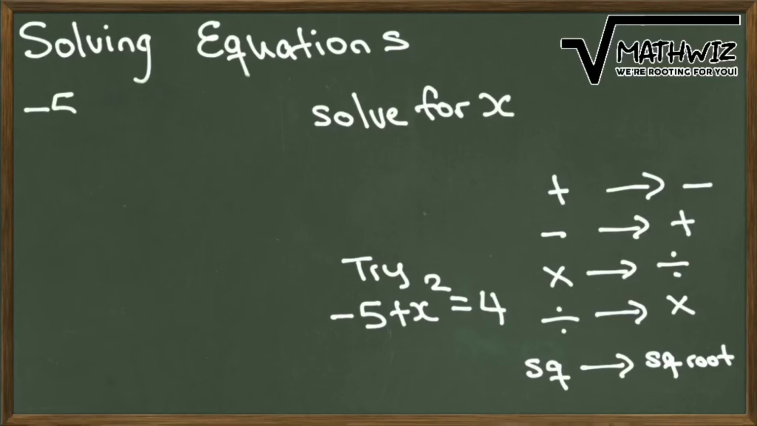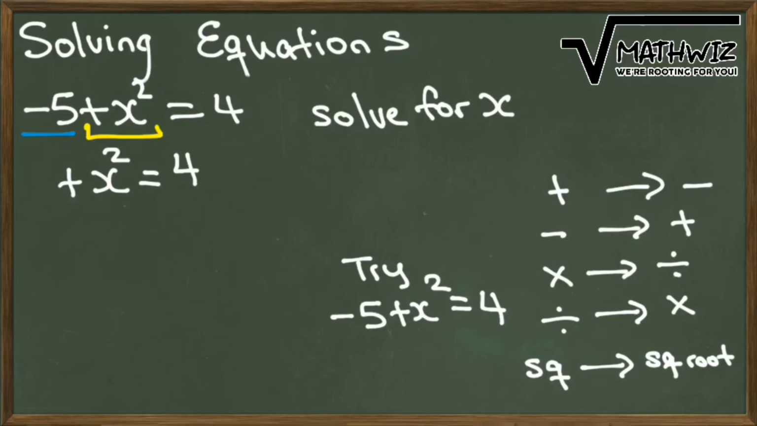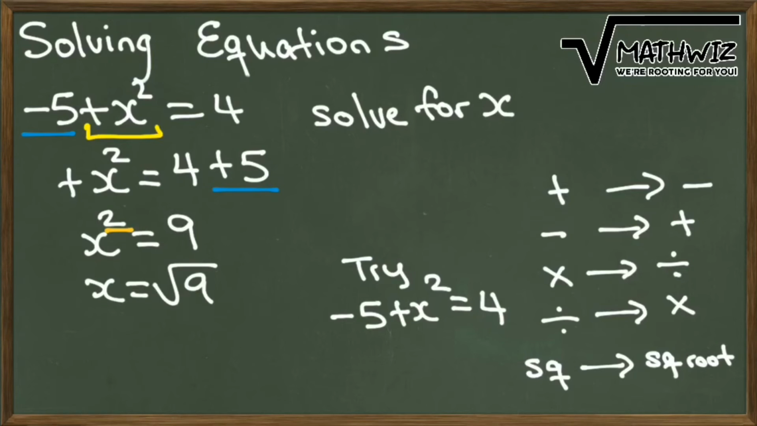So we have -5 plus x squared is equal to 4. So I have identified where the x squared is. So the -5, I'm going to take it to the opposite side, which is going to become +5. And so we are going to have x squared is equal to 9. And to get rid of the square, you will square root. And the square root of 9 is simply 3.